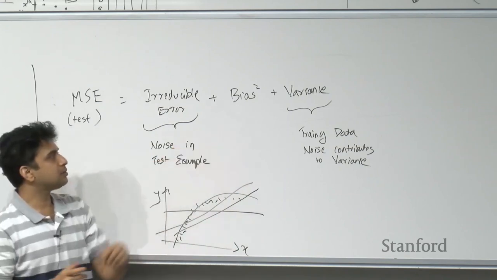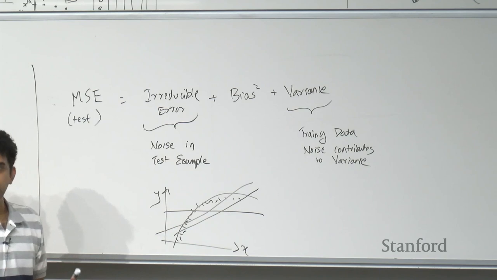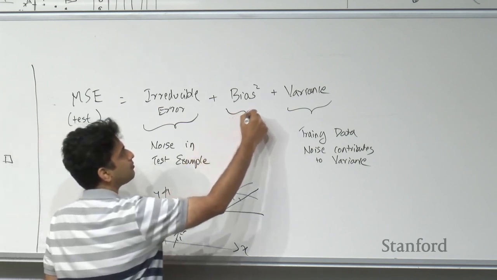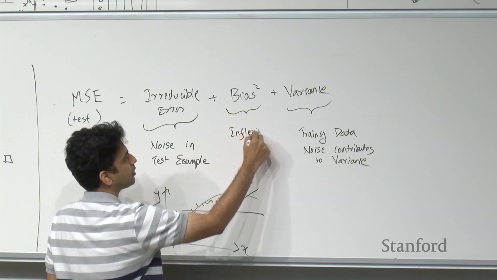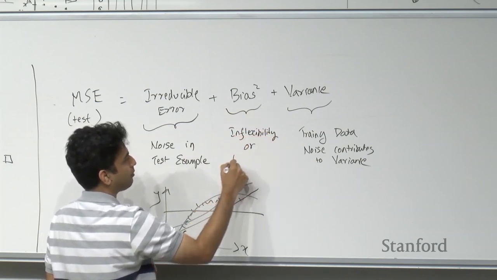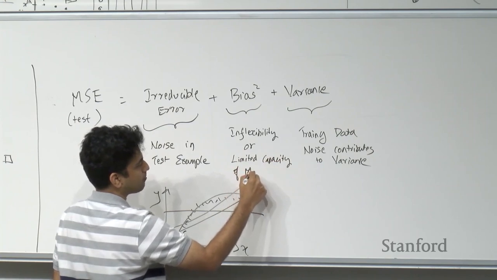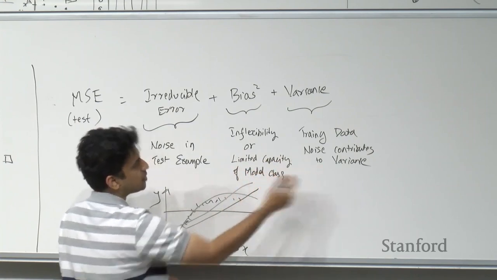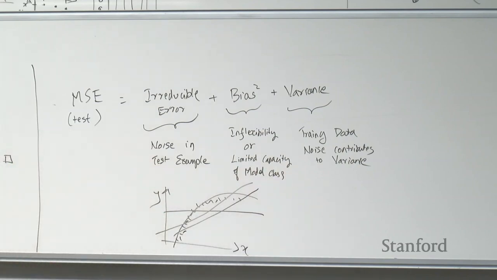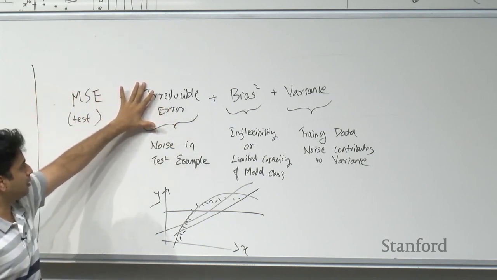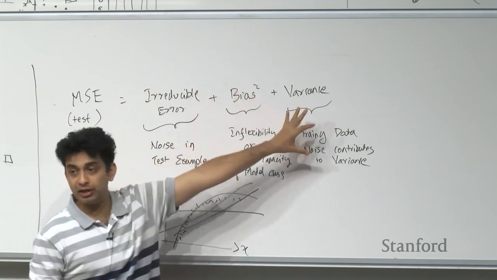So bias is mostly due to inflexibility, or limited capacity, of the model class, and variance is due to noise in your training data. Our goal is not to minimize the training loss, but to actually minimize the test loss, or the test error. This test error has one component called irreducible error, for which we can do nothing. So we focus on just bias and variance.